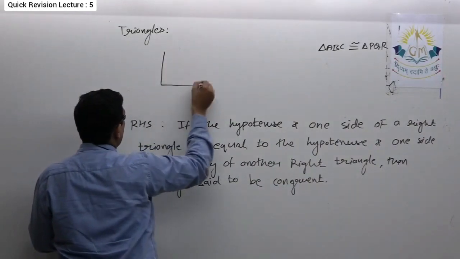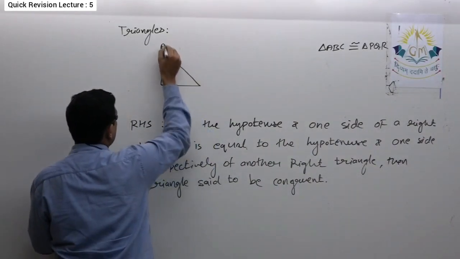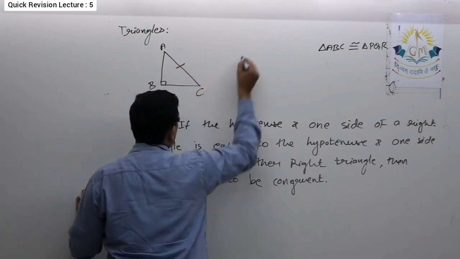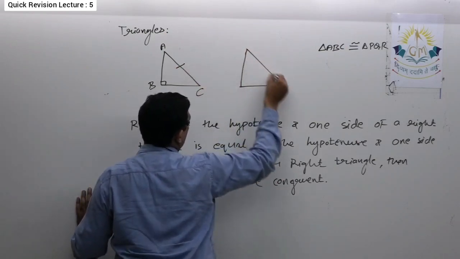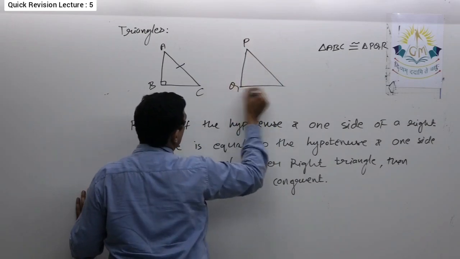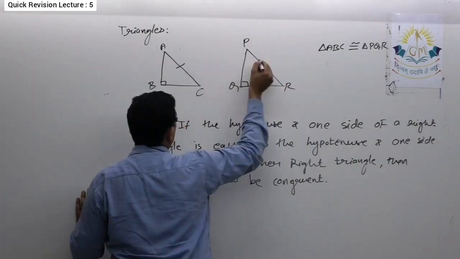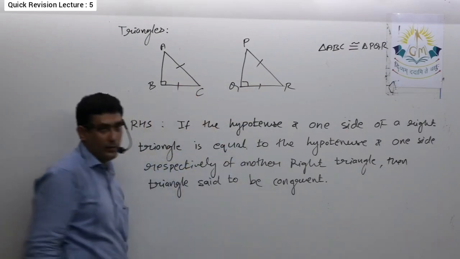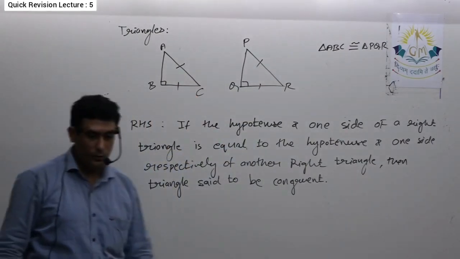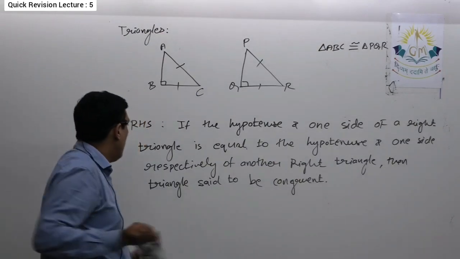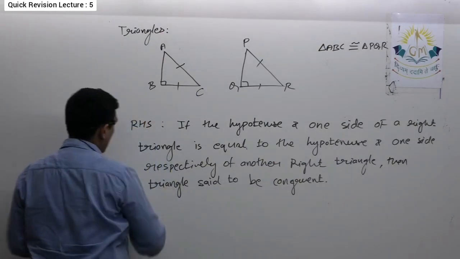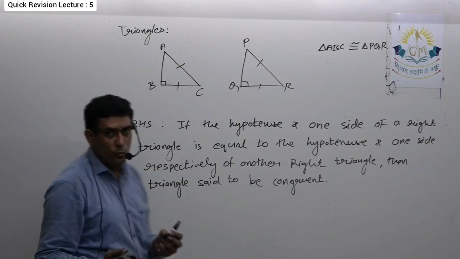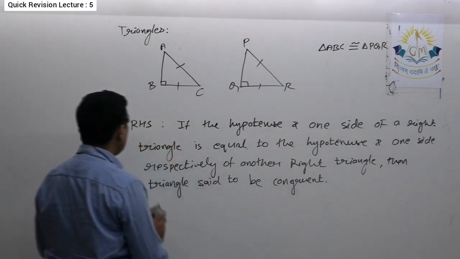Suppose we have a triangle ABC in this way, where B is 90 degrees and the hypotenuse is AC, and another triangle PQR in this way. And these sides are equal. Then we'll say the triangles are congruent. Triangle ABC is congruent to triangle PQR. Now we'll see two words over here.